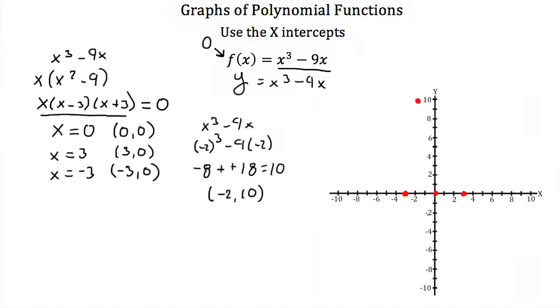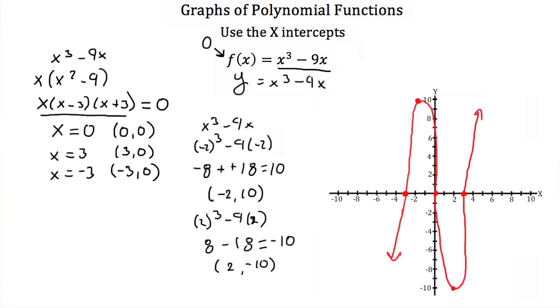We're almost done. Let's find one more point. We'll try a positive 2. If I plug in positive 2 for x, I get 2 cubed minus 9 times 2. 2 cubed is 8, and 9 times 2 is minus 18. So this is equal to negative 10. So again, we have the point (2, negative 10). So if we plot that one, we go to 2 and then down to negative 10, and we'll get a point right about there. That means our graph looks something like this. So what's important to realize is that these solutions that we've been finding for x are actually x-intercepts, and we can use those to graph our polynomial function.